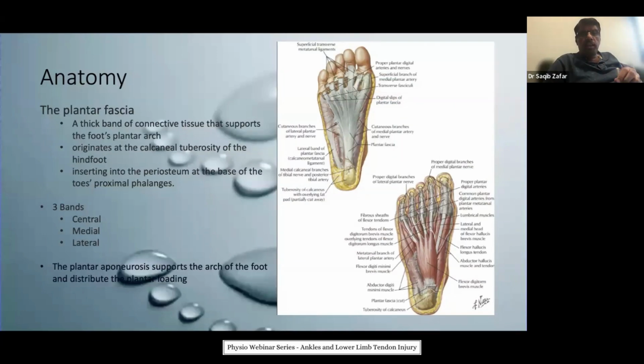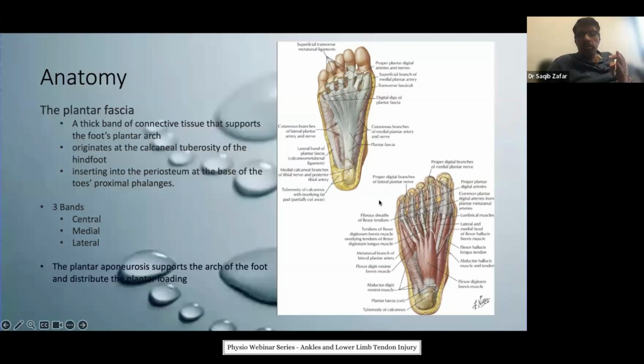The plantar fascia, anatomy-wise, as Sam said, is a bit different to a tendon because it's just connective tissue, and it supports the foot's plantar arch. It originates at the calcaneal tuberosity of the hindfoot, and then inserts into the bases of the proximal phalanges of the toes.